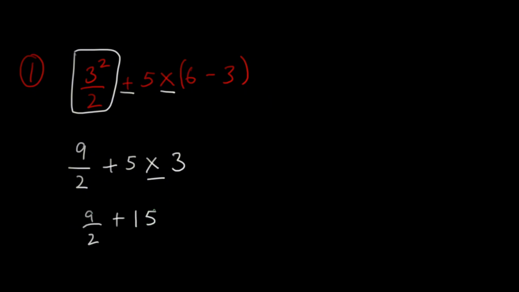In this case, there's a couple ways we can do it, depending on your teacher. You could either do it using decimals or fractions. I'll do it both ways, just in case you want to see both. With decimals, 9 divided by 2 is the same thing as 4.5. And then we just do 4.5 plus 15, which is 19.5.